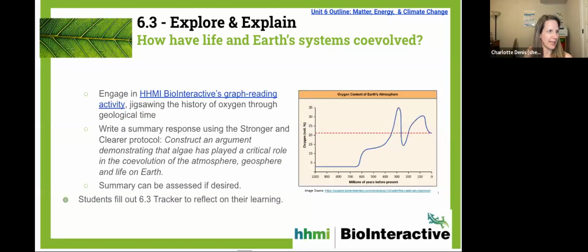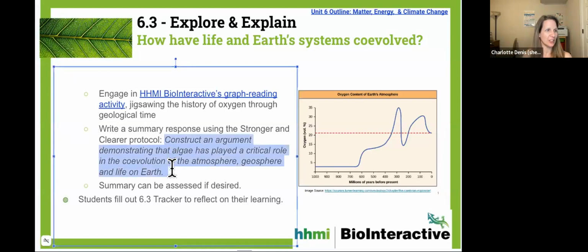Here's another picture from that. And then there's a writing task that can be used or not, depending on time, where they're constructing an argument that algae has played a critical role, because this peak or increase in oxygen in the atmosphere is around the same time when algae evolved.